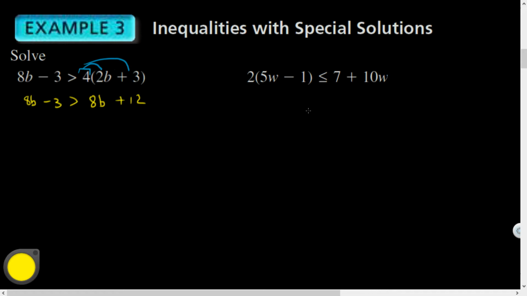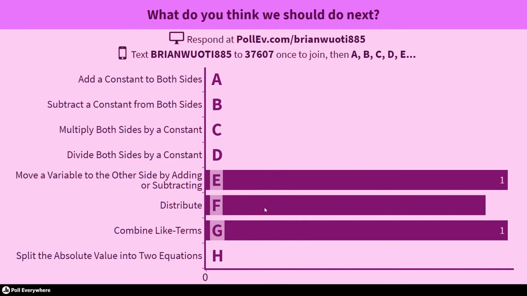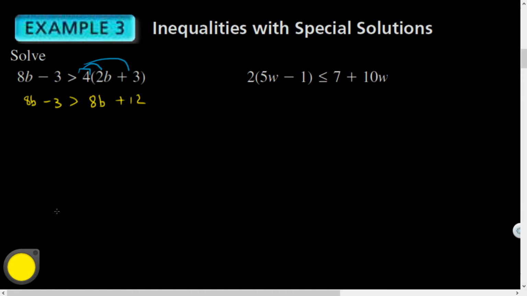This is a good one. Let's see. Ethan, I don't think you voted yet. Yeah. This one's weird. Are you guys seeing the weirdness of this problem yet? All right, move a variable to the other side, which is kind of like combining like terms. But what happens when I move the 8b to the other side? Wait a minute. Oh dear. This is 0, and this is 0. I get -3 greater than 12.